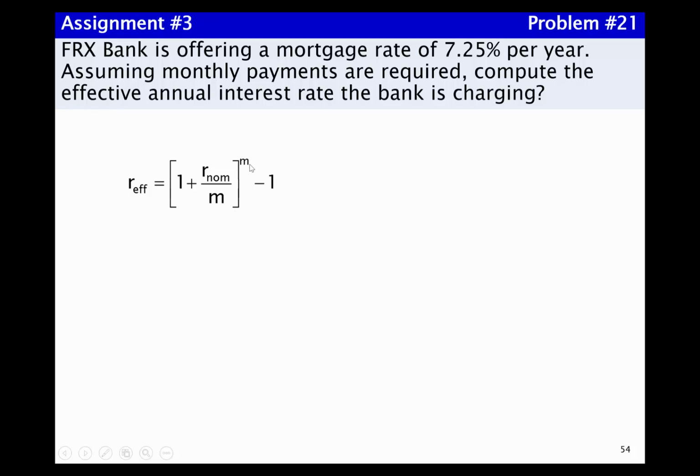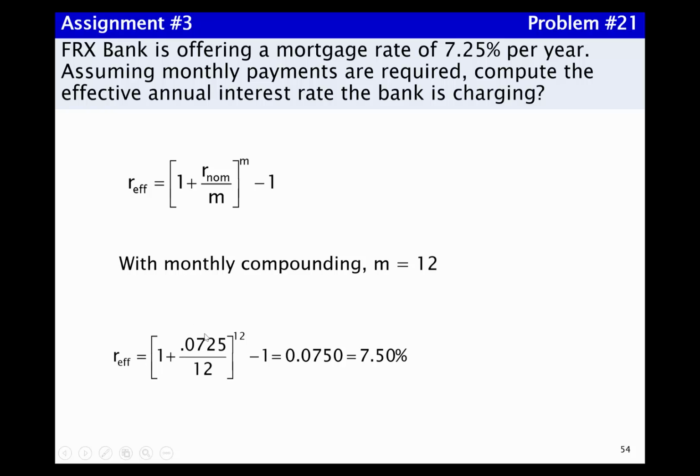You can see the compounding with the exponent. We're going to take the monthly rate, add 1, and raise it to the 12th power. We're going to take into account compounding. So with monthly compounding, M is 12. M is defined as the number of compounding periods per year. So take the 7.25% as a decimal, divide by 12, add 1, raise it to the 12th power, and then subtract 1. And we find that the effective annual rate is 7.5%.